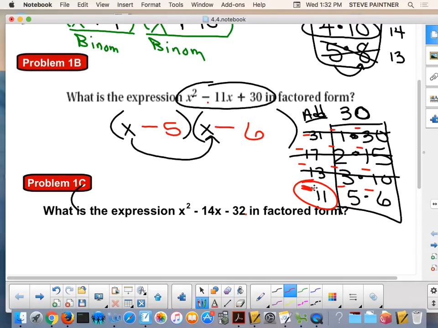Good? So what makes the next one harder? There's a negative in the back. The back number is negative 32. That makes it harder. It just does. Okay, try it.